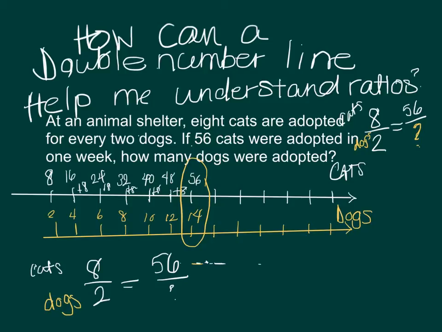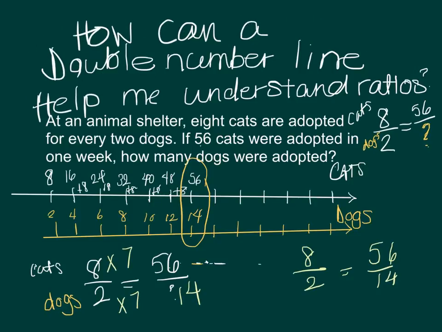Okay, I can say how many times can 8 be divided into 56? 7. So 8 times 7 is 56. Therefore, because of the whiny kid rule, 2 times 7 gives me 14. So there are 2 ways to answer this. 8 to 2 equals 56 to 14. Can I check my answer? Most certainly I can. I can definitely make sure my answer is correct.